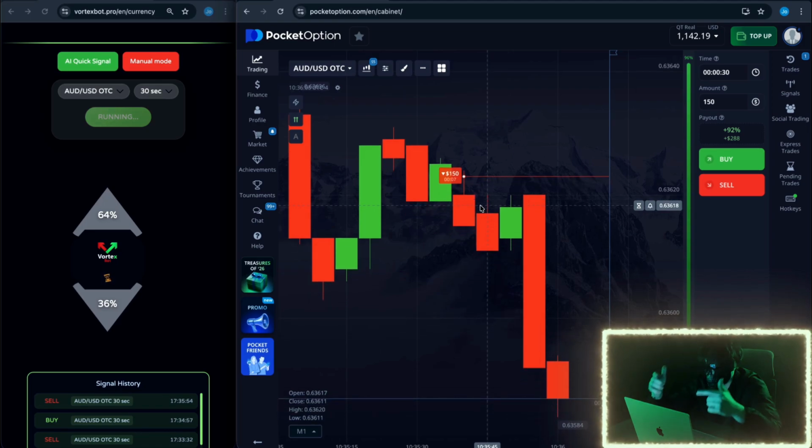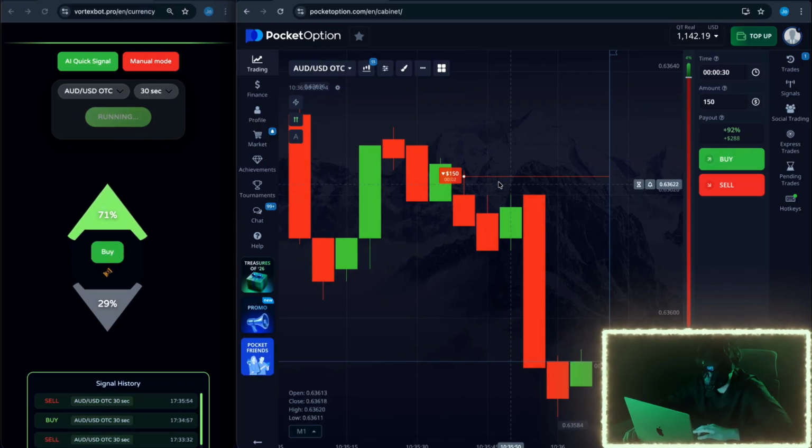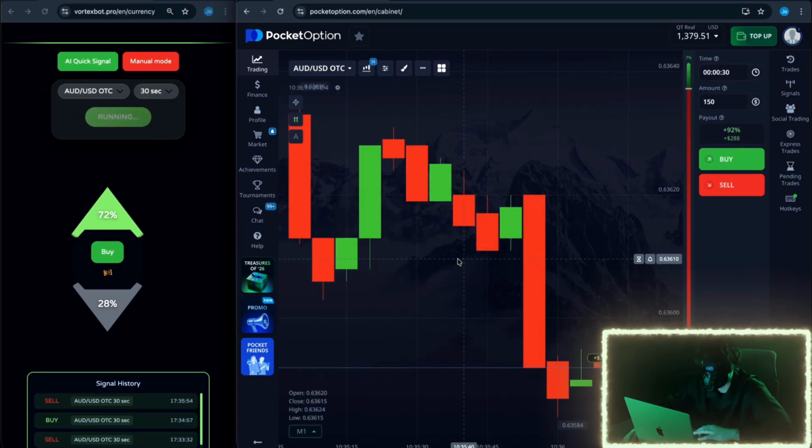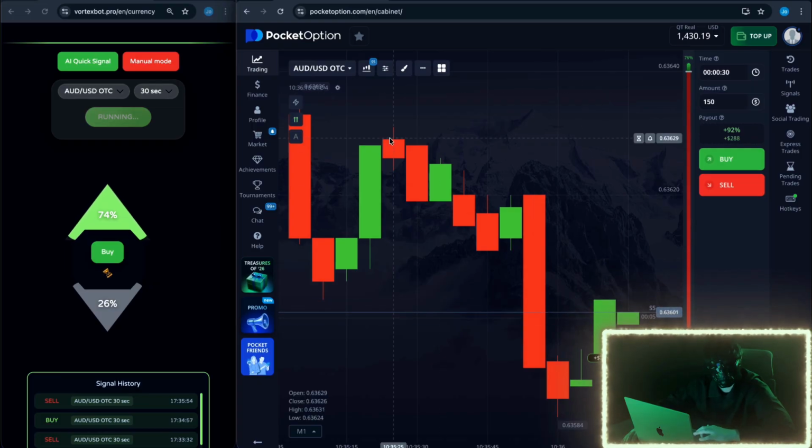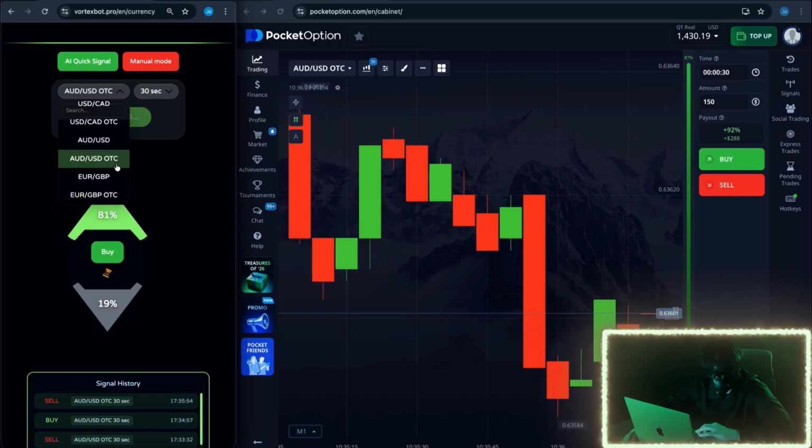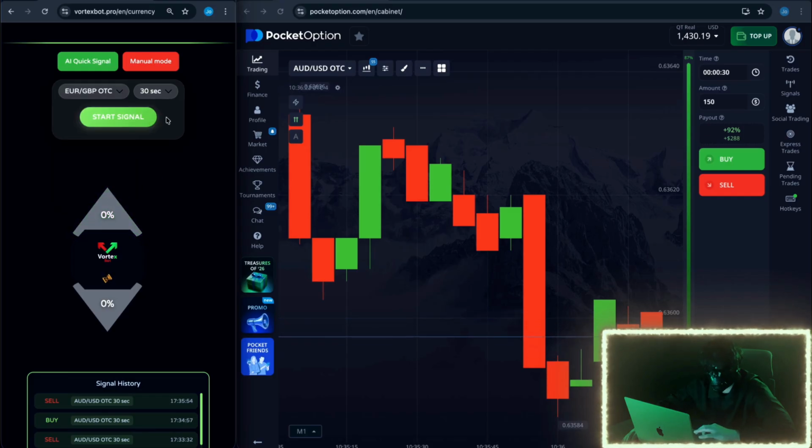That can't help but make us happy. After all, we're ready to make money on this currency pair. That's basically why we came here in the first place. So we get $288 and move on to the next currency pair. Let me choose it right in front of you. Let's go with Euro GBP OTC.